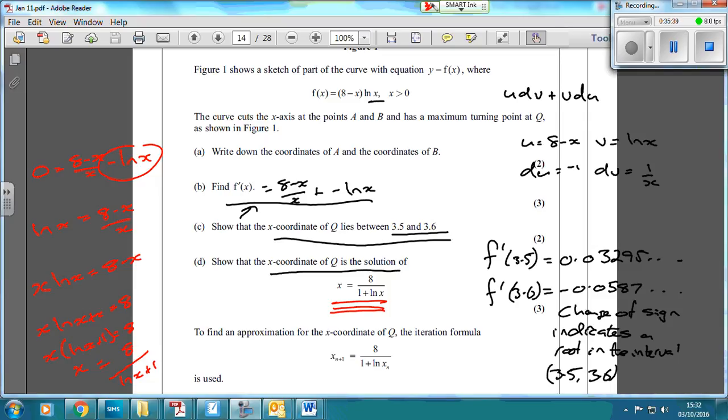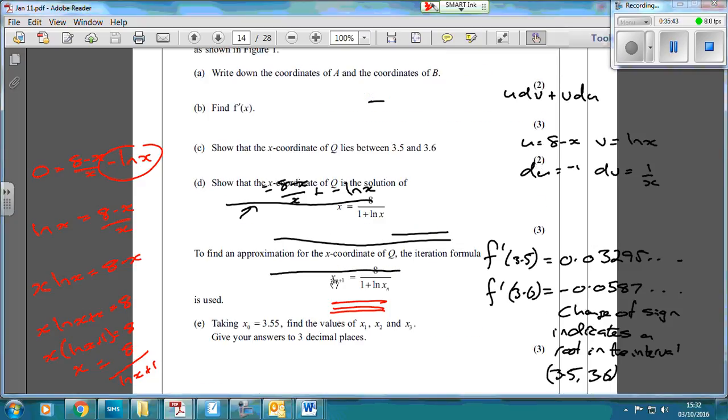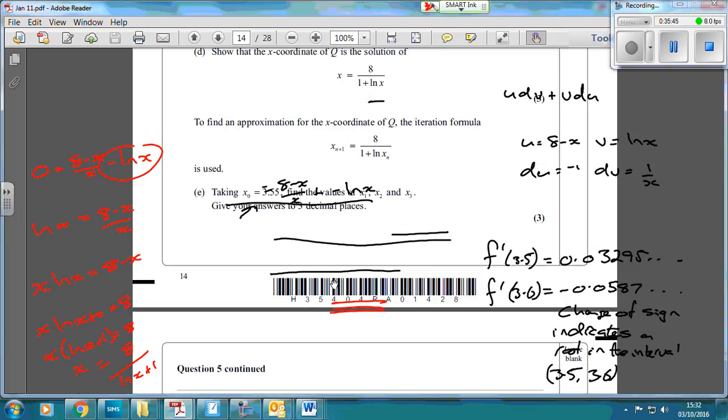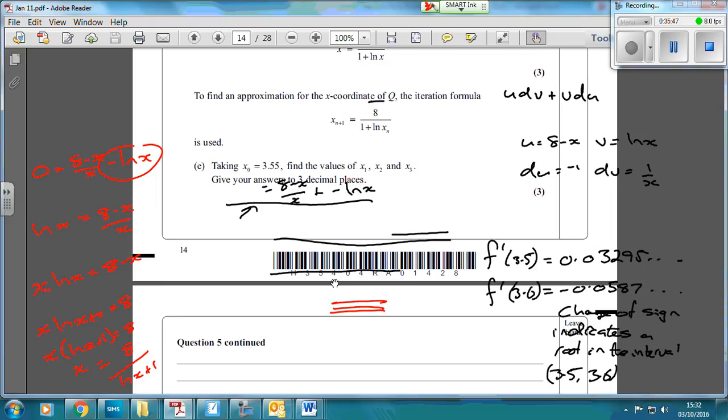And then to find an approximate x-coordinate for the iteration, if we go down to part E now, we've got this part here.